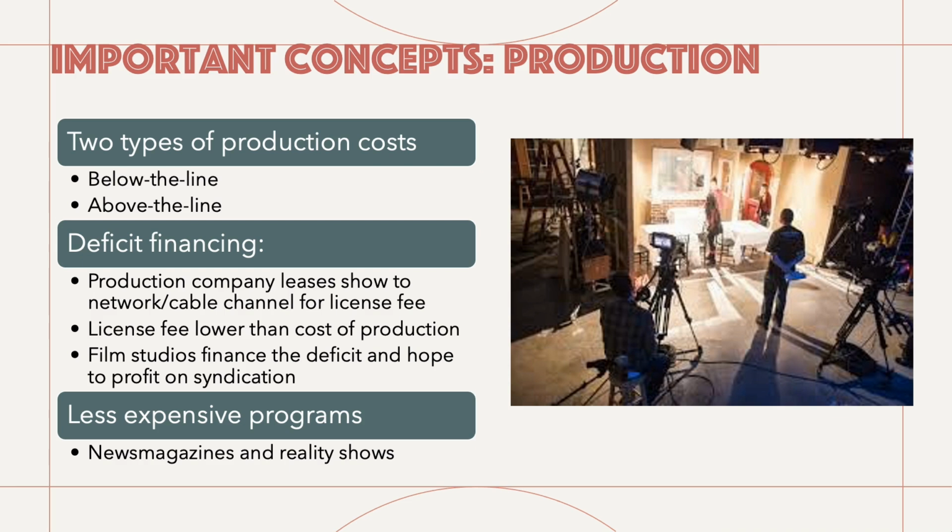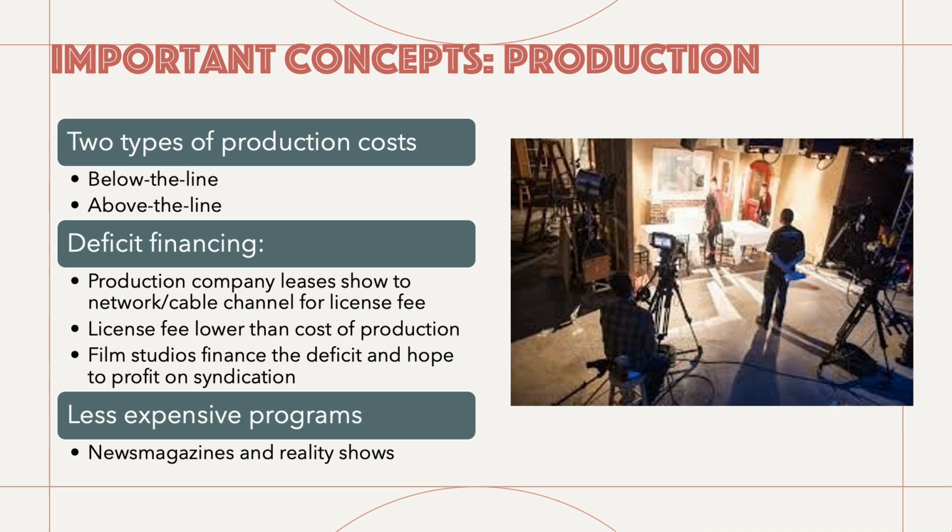So there are a few key concepts that our authors cover in the book related to television that I want to touch on briefly. The concept of production refers to everything that goes into creating television programming. Production costs are often discussed in two ways: below the line and above the line. Below the line costs refer to the technical or hardware side of production. So that means equipment, cameras, light sets, transportation, lighting, things like that.